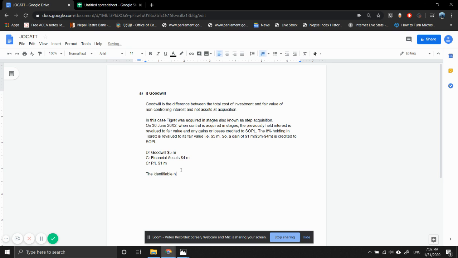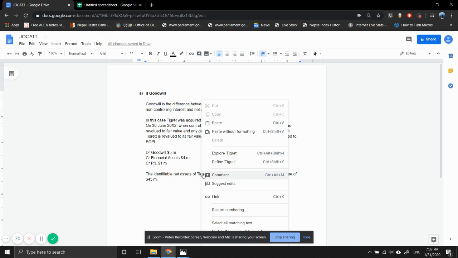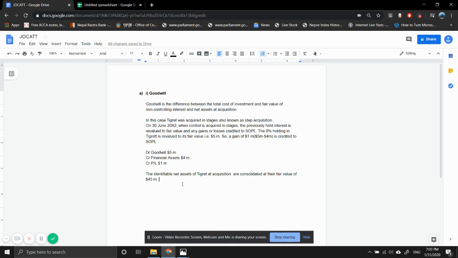The identifiable net assets of Jocatt at acquisition date are consolidated at their fair value of $45 million, okay?